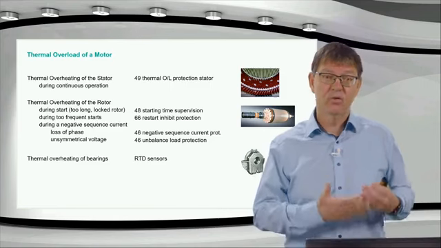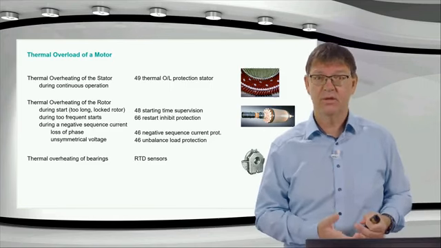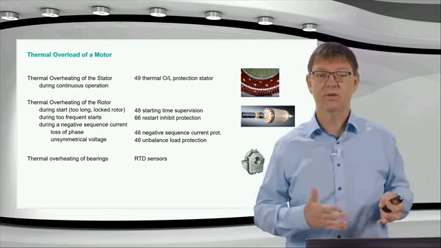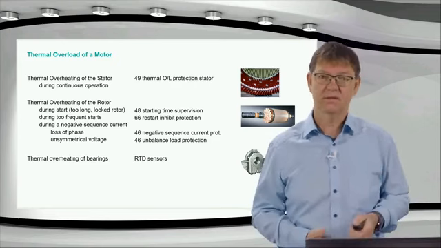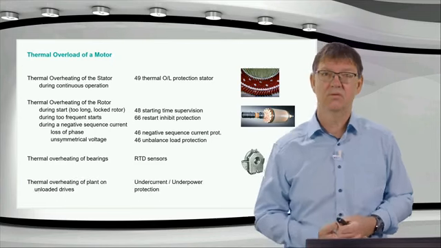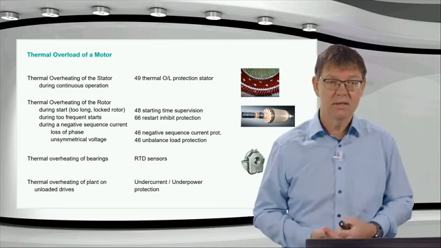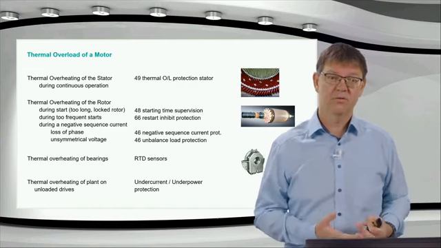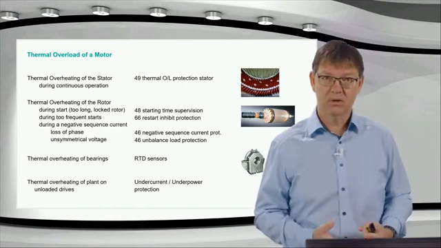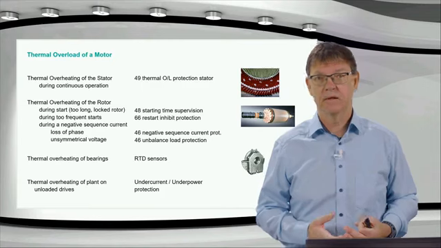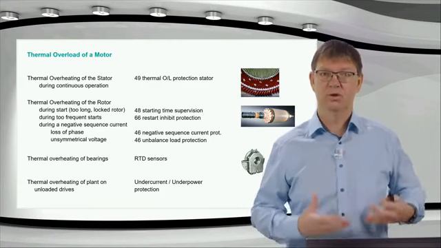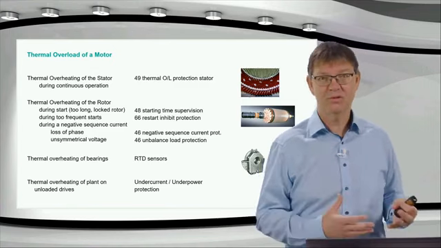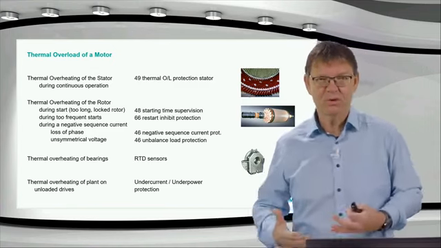Then we can have an overheating of the bearings. So here we cannot do anything by measuring currents or voltages. Here we need sensors at the bearings, and we can also integrate them into our C-Protect 5 devices. And at the end, we can also get overheating of the plant as such. If, for example, the drive is unloaded, the machine is unloaded, this is not a problem for the motor. This is a problem for the working machine.